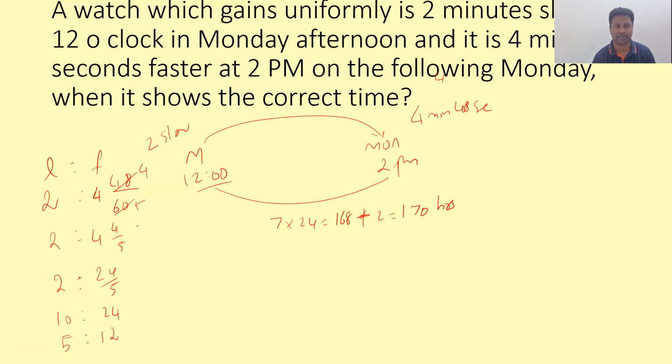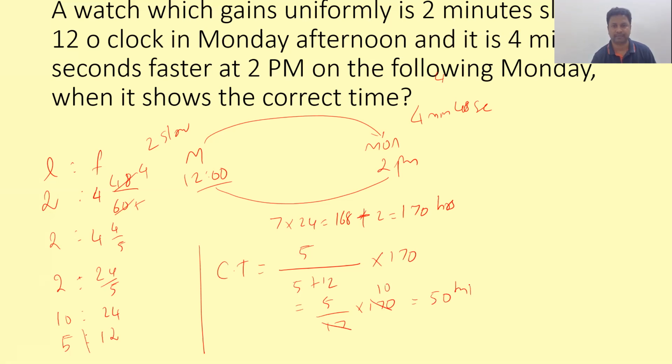First find the late and fast ratio and the interval, then the correct time. Correct time is the first part. When it completes the first part, the clock will show the correct time. So 5 upon 5 plus 12, into 170. 5 upon 17 into 170 is 10 times 5. On the 50th hour, the clock will show the correct time.